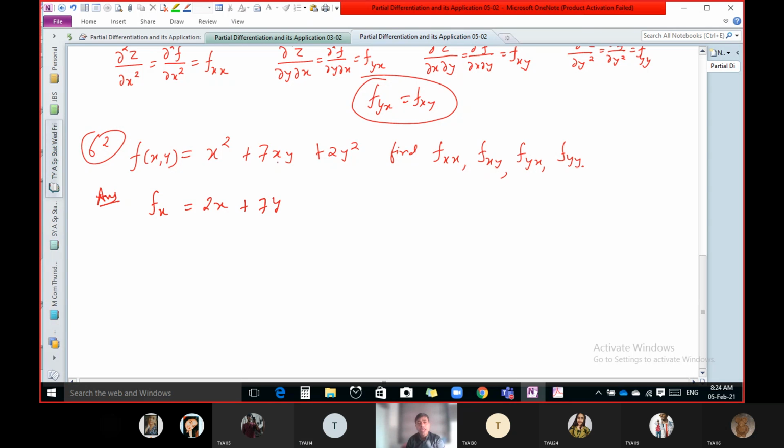7y. Why? Because the derivative of x is 1. And what is the derivative of 2y square? Obviously 0. Now what is fy here? Differentiate this with respect to y. 7x plus 4y. Perfect. Now, once again differentiate this with respect to x.